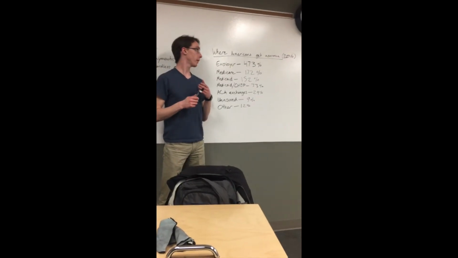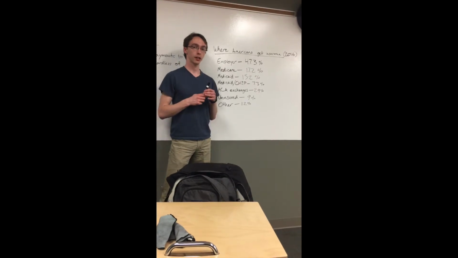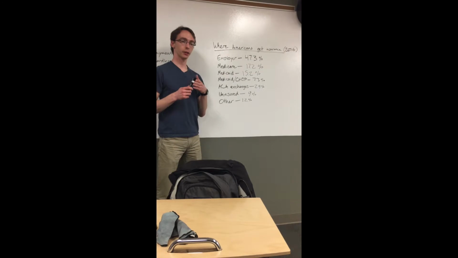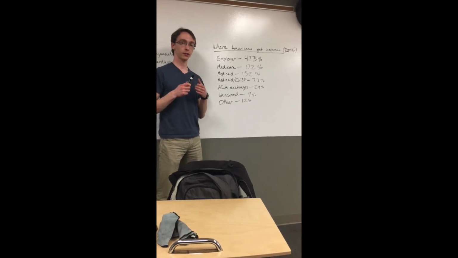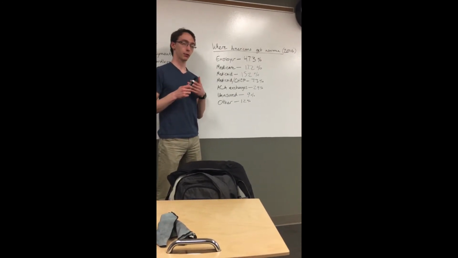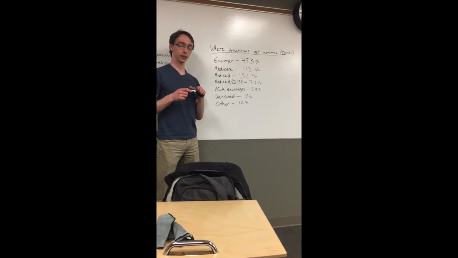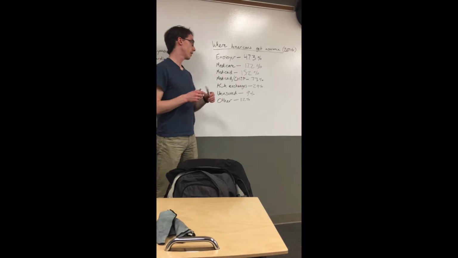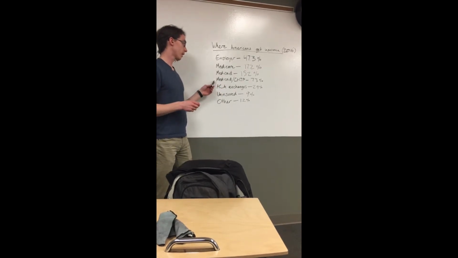So now I'm going to talk about where Americans get their insurance. The number one way is through employers. So the employer buys a healthcare plan or a set of healthcare plans for their employees, and the employees either choose a plan or get the plan that is assigned to them. That's 47.3%.